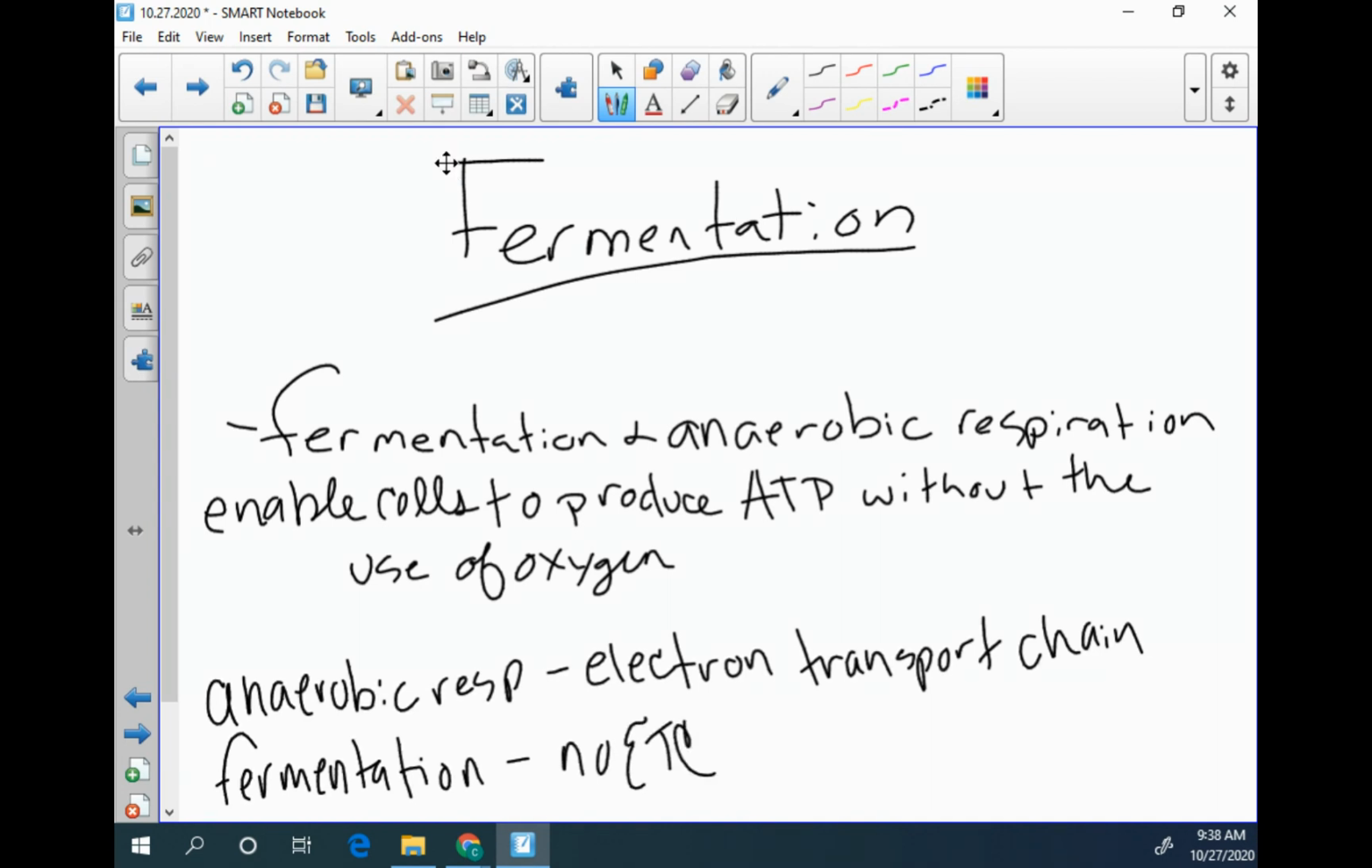So based on what we know about the electron transport chain, which one of these do you think makes more ATP, anaerobic respiration or fermentation? Why? Yes, that electron transport chain is an ATP fest. We've got that ATP synthase that spins around and makes a bunch of ATP. We get most of our ATP in cell respiration from that electron transport chain. So fermentation isn't quite as efficient as anaerobic respiration, but it gets the job done.